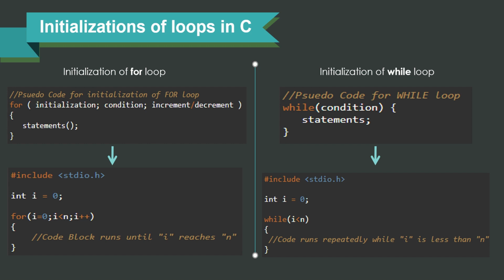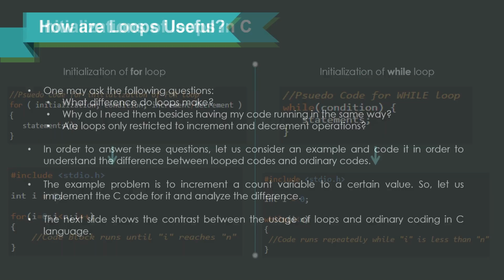So for the for loop, you need to understand it is initialization, condition check, statement run, and increment/decrement. But for the while loop, it is condition check and then the statement. Both are very important and both are very effective.